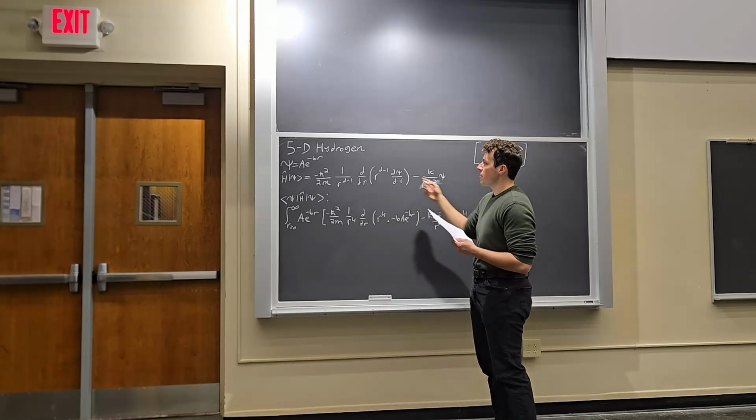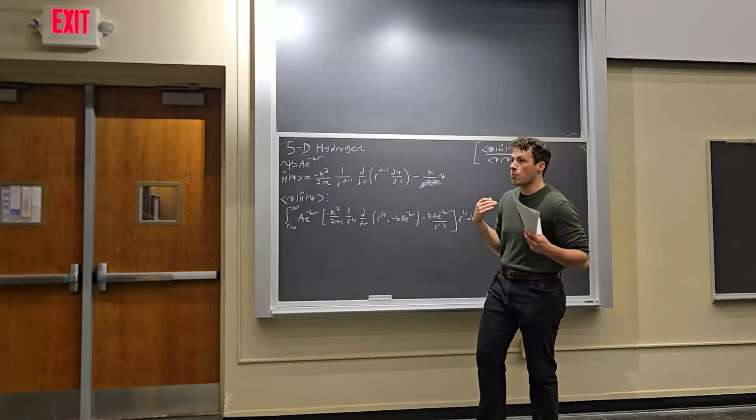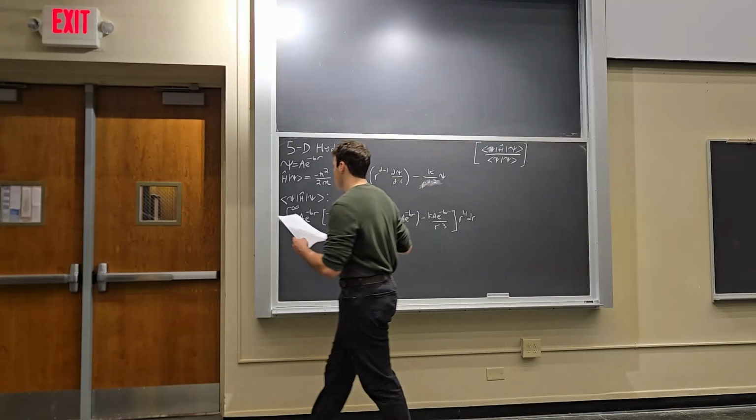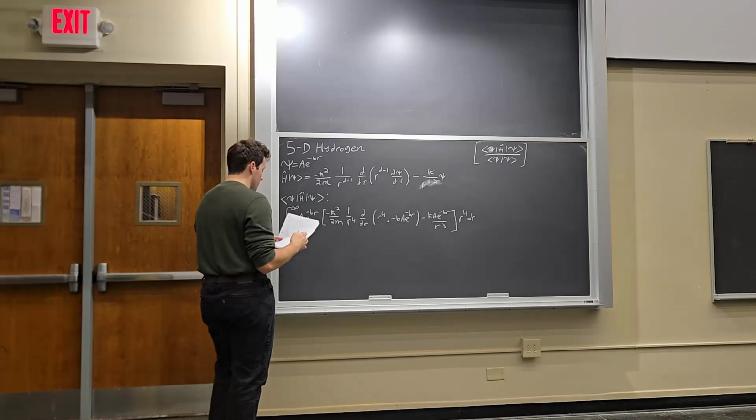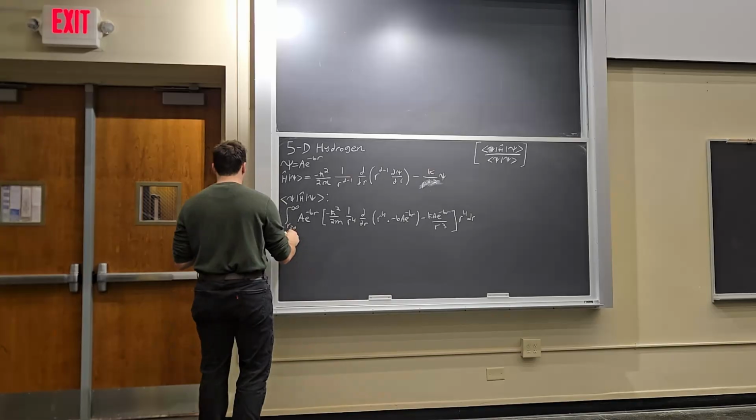So we mentioned it before, but that solution for that trial wave function is important because that's the exact solution in our 3-dimensional case, which we've already established before. So it makes sense to use the exact same wave function in a 5-dimensional case, see what happens.